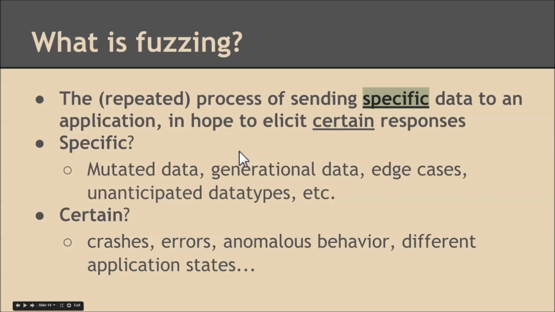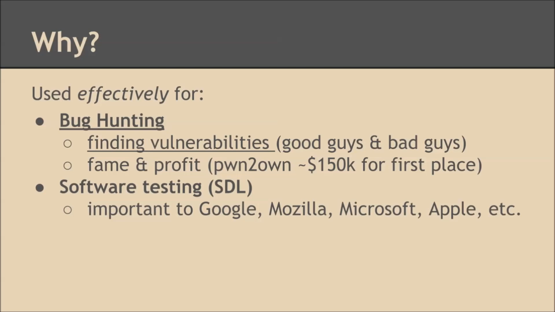Fuzzing is used very effectively for bug hunting and also software testing. It's used for the software development life cycle in Google, Mozilla, Microsoft, Apple, etc. As for bug hunting, it's used for finding vulnerabilities to fix them and exploit them by both good guys and bad guys. It's an effective tool.